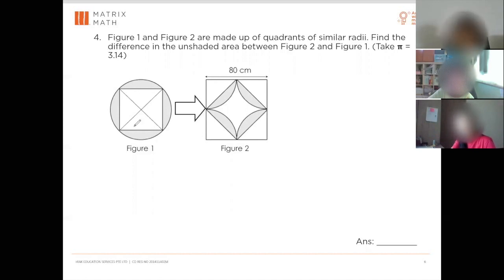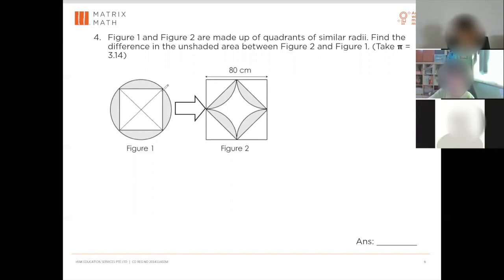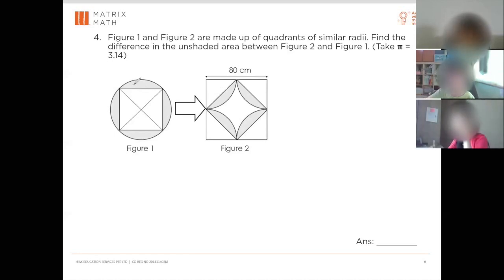So if you notice figure 1, look at the quadrants. How many quadrants in figure 1? 4 quadrants, right? Because these 4 quadrants make up a huge circle here. Now if you notice figure 2, it's actually using back the same 4 quadrants, but now the quadrants are flipped over such that it forms a square like this.